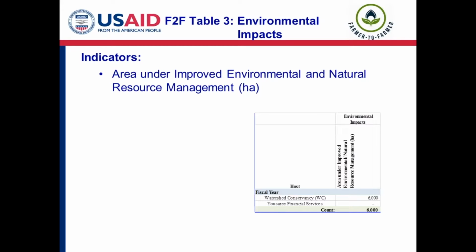And of course, you can't really do a check on that in table 3 because we're expecting this to be considerably less land area than the host organization has influence over overall. We don't expect that as a result of farmer-to-farmer interventions, the host organization is going to completely change their productive and environmental practices on all of the land that they own or have influence over. But definitely make sure you're avoiding double counting those.